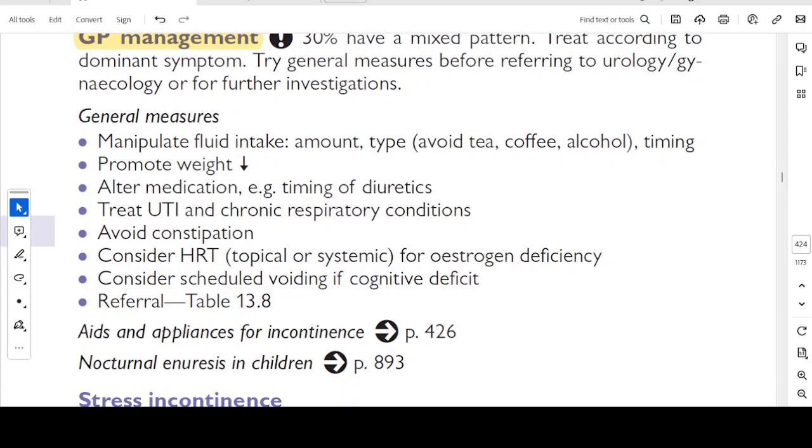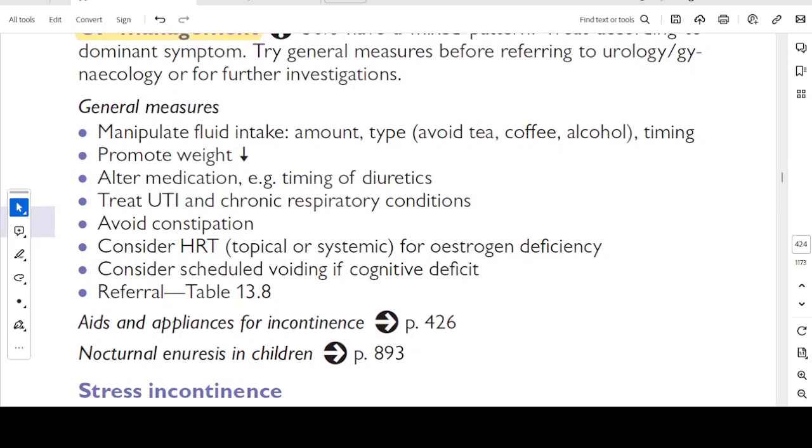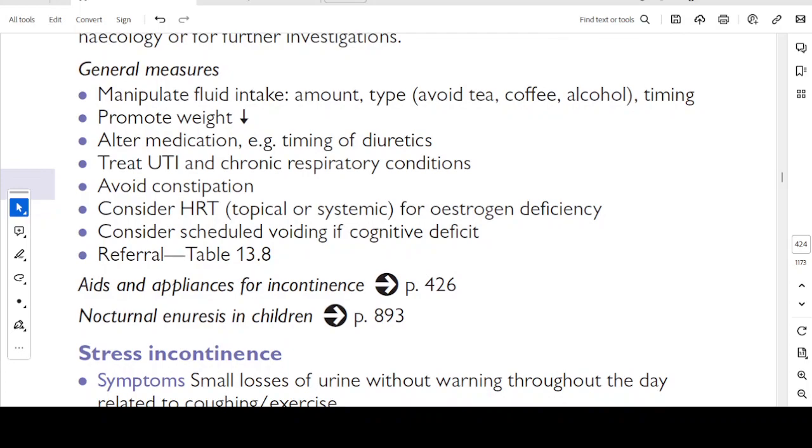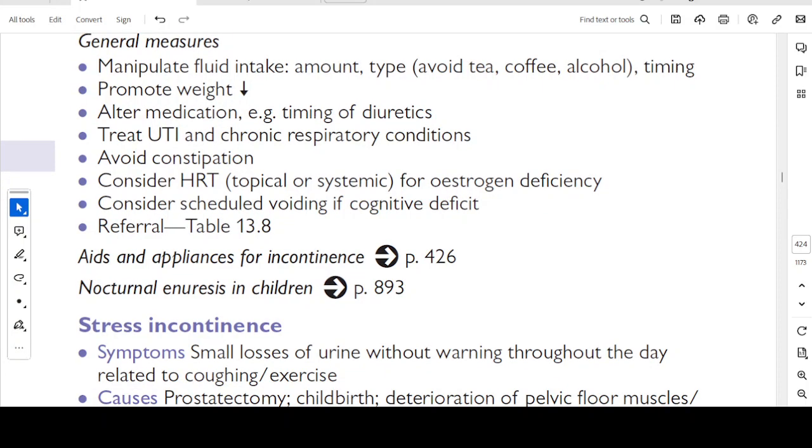General measures. Manipulate fluid intake, amount, type. Avoid tea, coffee, alcohol, timing. Promote weight loss. Alter the medication, that is timing of diuretics. Treat the UTI and chronic respiratory conditions that are causing cough. Avoid constipation.